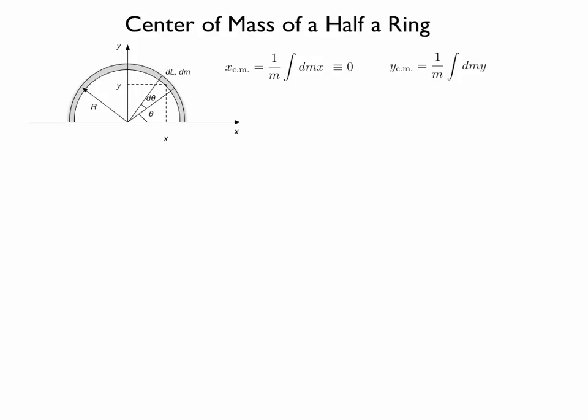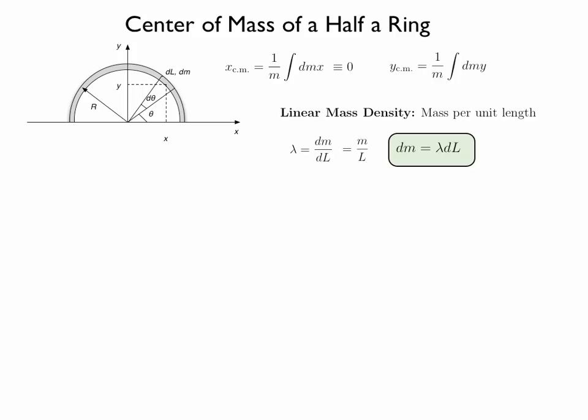So we write that the vertical position is equal to 1 over m integral of dm times the vertical position of each of those segments y. We introduce the linear mass density as the mass per unit length. Lambda is equal to dm over dl. For a uniform ring, that also has to be equal to the total mass of the ring over the total length of the ring. Or we can also write that dm, in this case, can be written as lambda dl.